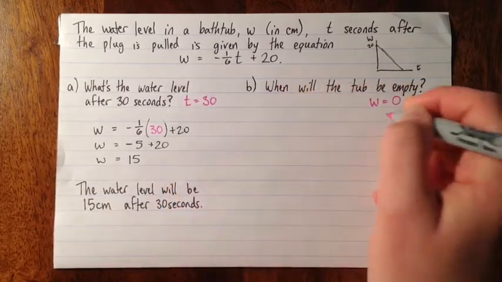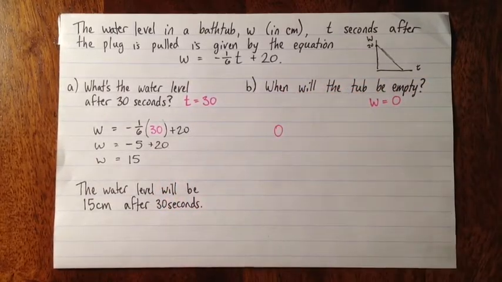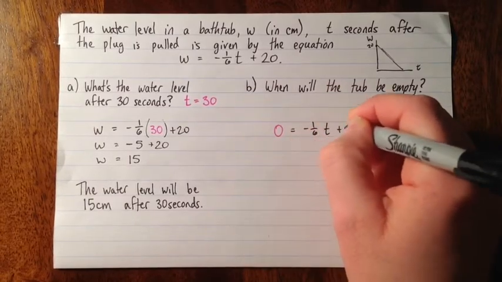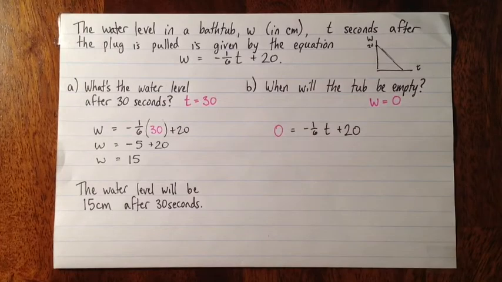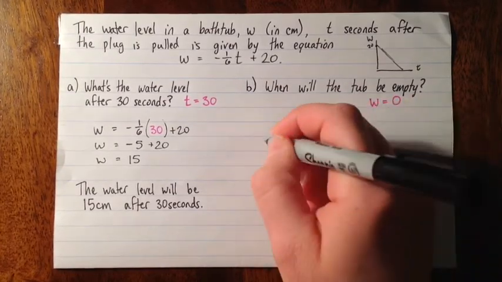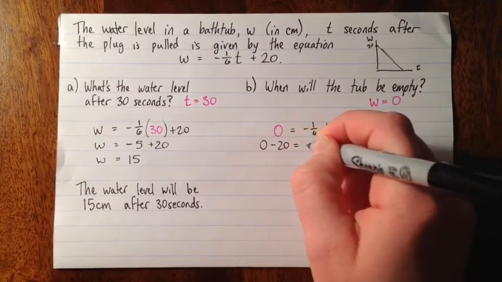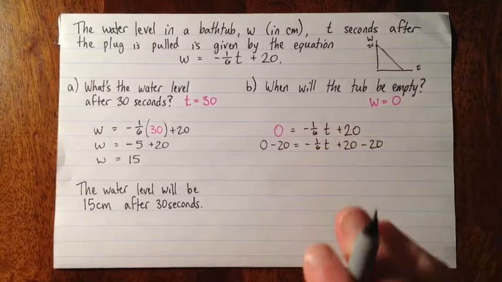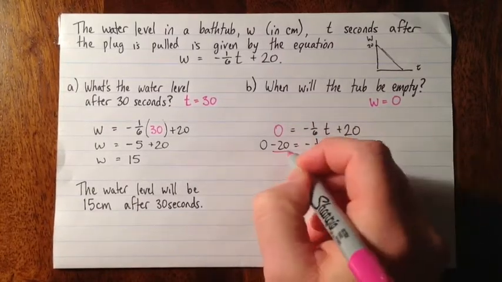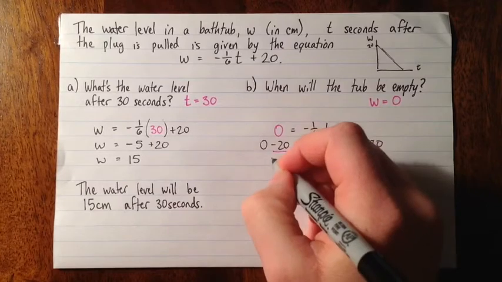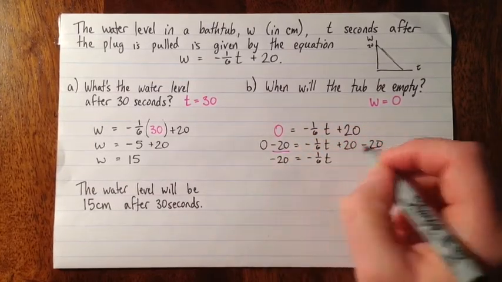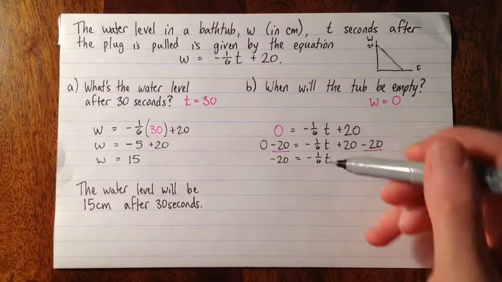So what we do is we just replace our W with a 0. So we'll have 0 equals negative 1/6 T plus 20. And now we just have to solve that linear equation. So to get rid of the 20 first, we'll subtract 20 from both sides. So that's what I did there. And then we'll simplify. We get negative 20 equals negative 1/6 T, and plus 20 minus 20 is 0.